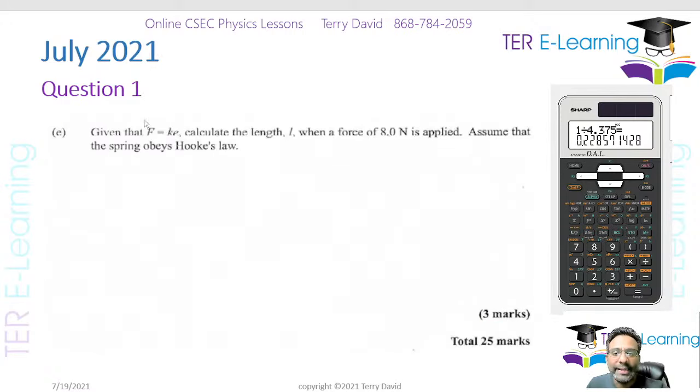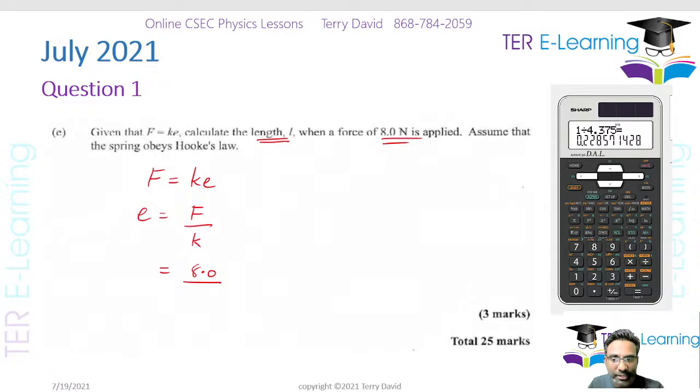The next part. Now they gave us a formula, right? Typically they would tell you to find something from your graph, but what's happening in this part here, they said F is equal to K multiplied by e, right? And they want us to find the length when a force of 8 newtons is applied. Now you gotta be careful with this here, right? So from this formula, I can get my extension. My extension is equal to F divided by K, right? So for a force of 8 newtons, it's going to be 8.0 divided by my spring constant.